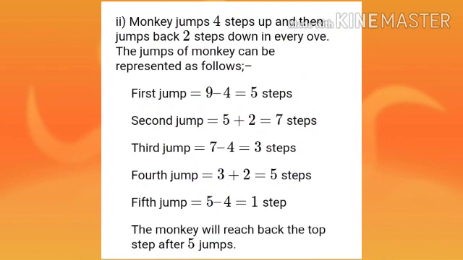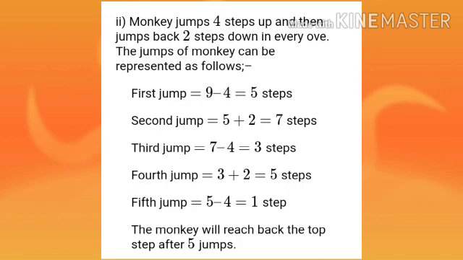The monkey jumps 4 steps up. 4 steps up is represented by -4, and then it jumps back 2 steps down. 2 steps down is represented by +2. Now the monkey is on the 9th step. When it moves up, it is represented by +4, and 2 steps down is represented by -2.